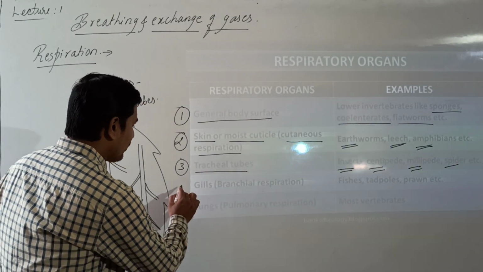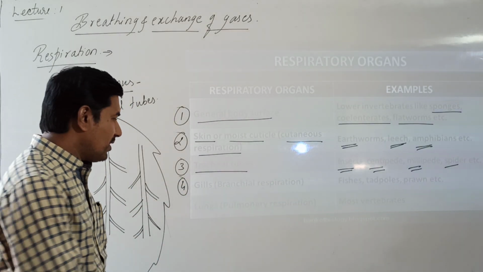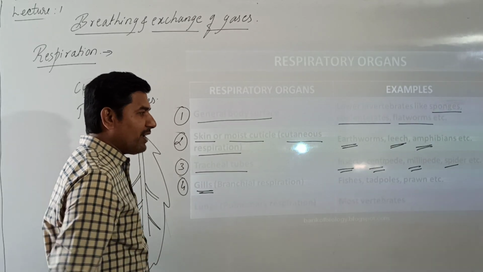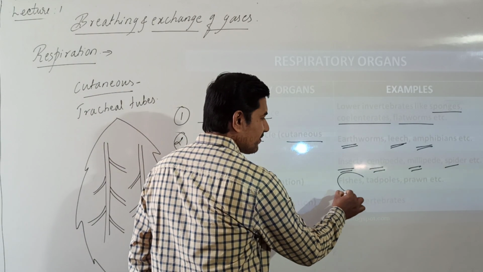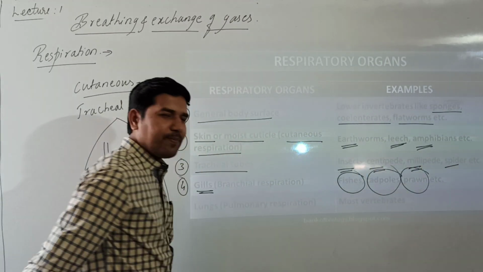Then the fourth one: respiration occurs through the gills in the case of fishes, tadpoles and prawns.